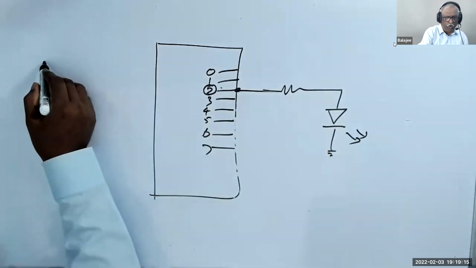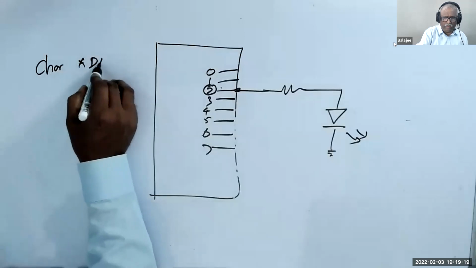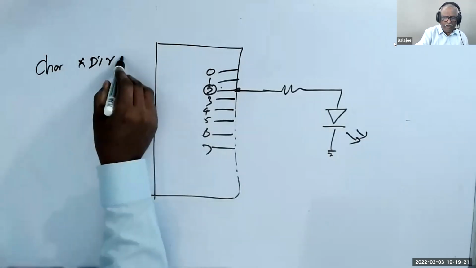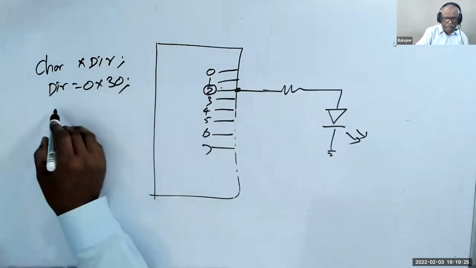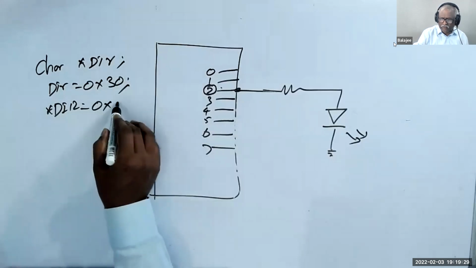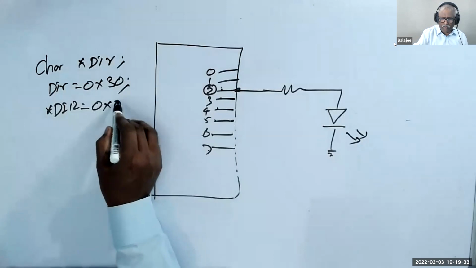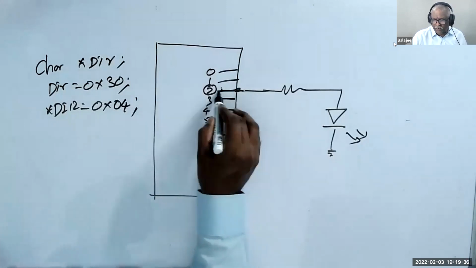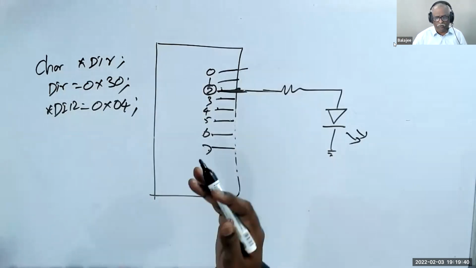Now I'll write a program, char star DAR. And DAR is equal to 0x30. And star DAR is equal to 0x. This is 0, 0, 0, 0, 0, 1, 0, 0. That is 4. I make only that pin as output pin. All the other pins I make them input. Because I'm not using them, I better use them as input.